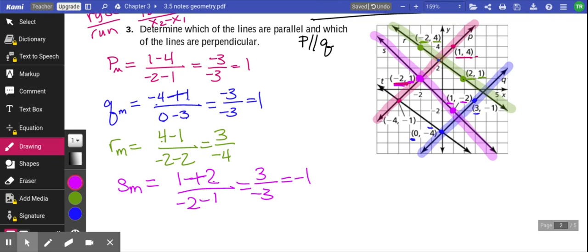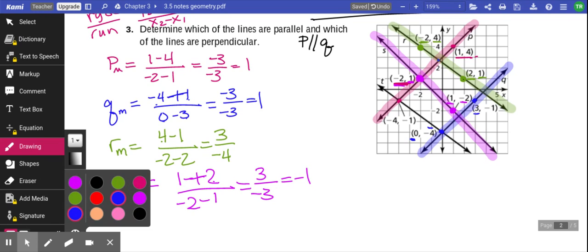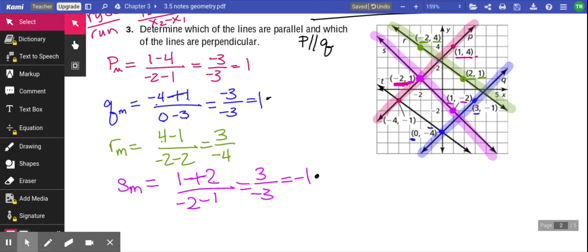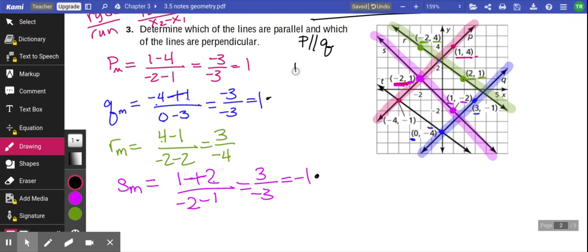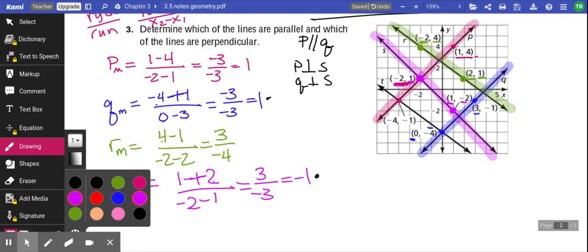Now, as soon as that slope is -1, this is the one students are going to miss. They always miss this one. This is the opposite reciprocal of 1. The opposite reciprocal of 1 is -1. Because they're opposite reciprocals, that means that P is perpendicular to S and Q is perpendicular to S. Okay, we have one more line to go.